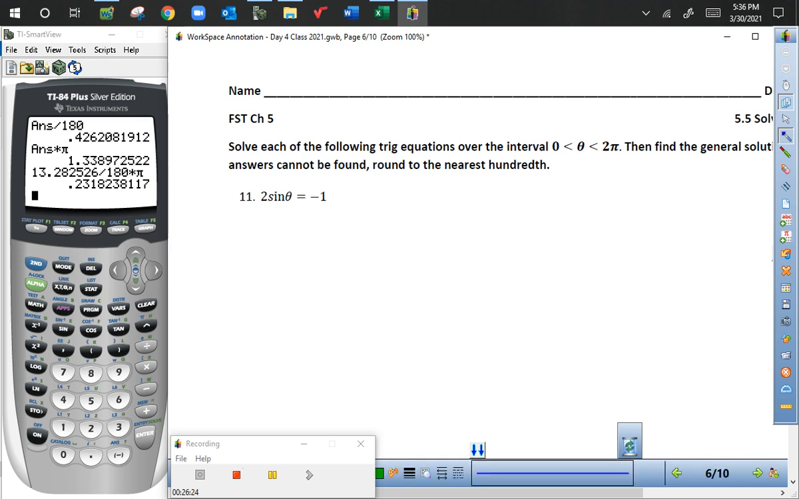Alright, looking at the next one. Okay, sine we want to get by itself. Dividing by 2 here. Sine is a negative 1/2. That's a draw picture one. Remember, we're only going to graph when we see an a value that makes things a little bit weird. And there's actually one more instance, which we'll see here in a little bit. So this one is sine is negative 1/2. I want you to pause the video and take care of this one for me.